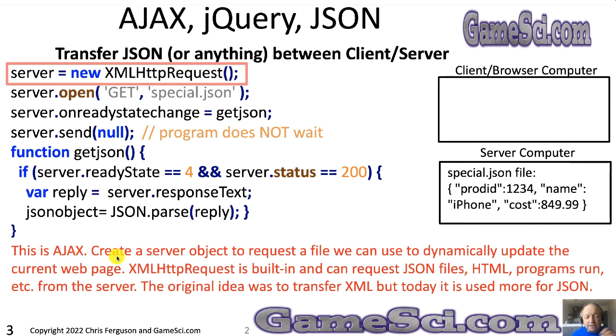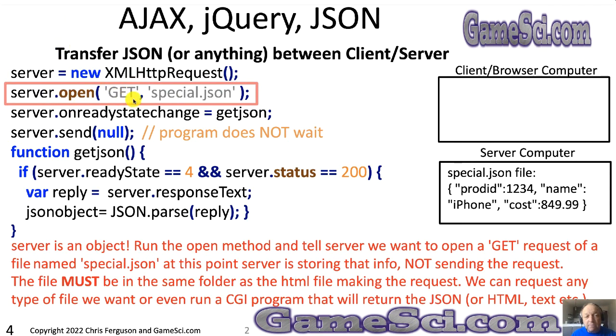This is AJAX. Create a server object to request a file we can use to dynamically update the current web page. XMLHttpRequest is built in and can request JSON files or HTML files or programs being run, etc. from the server. The original idea was it was going to transfer XML back and forth, but today it's more often used for transferring JSON back and forth.